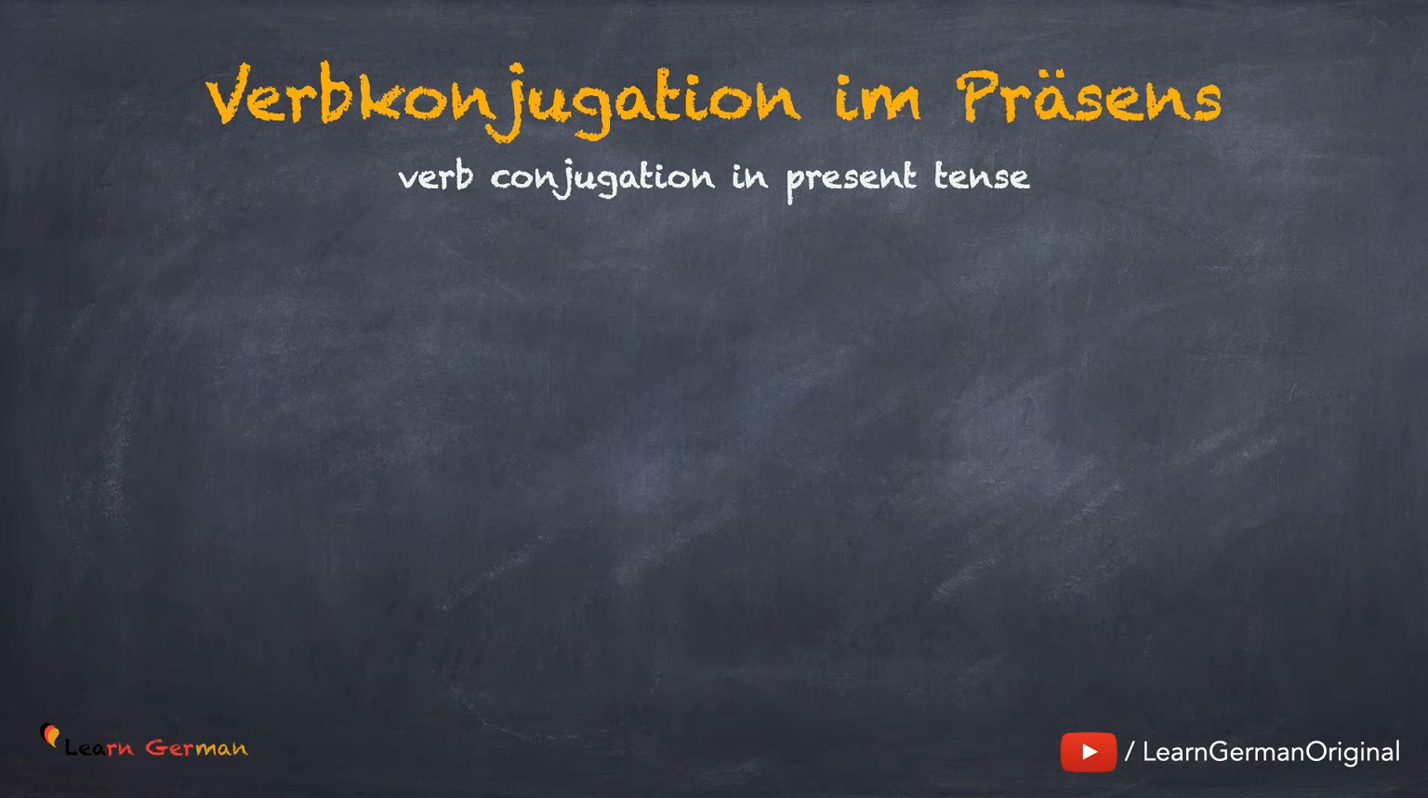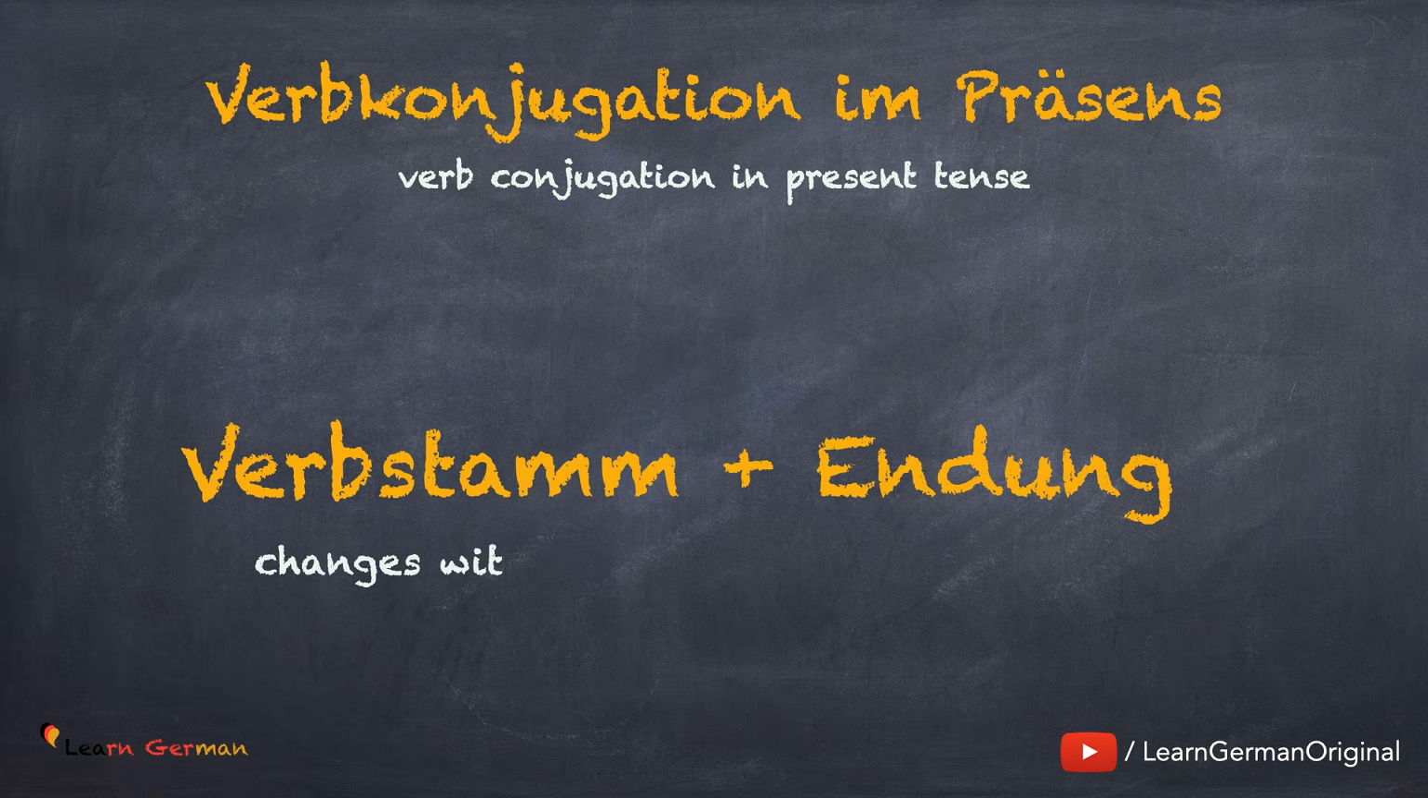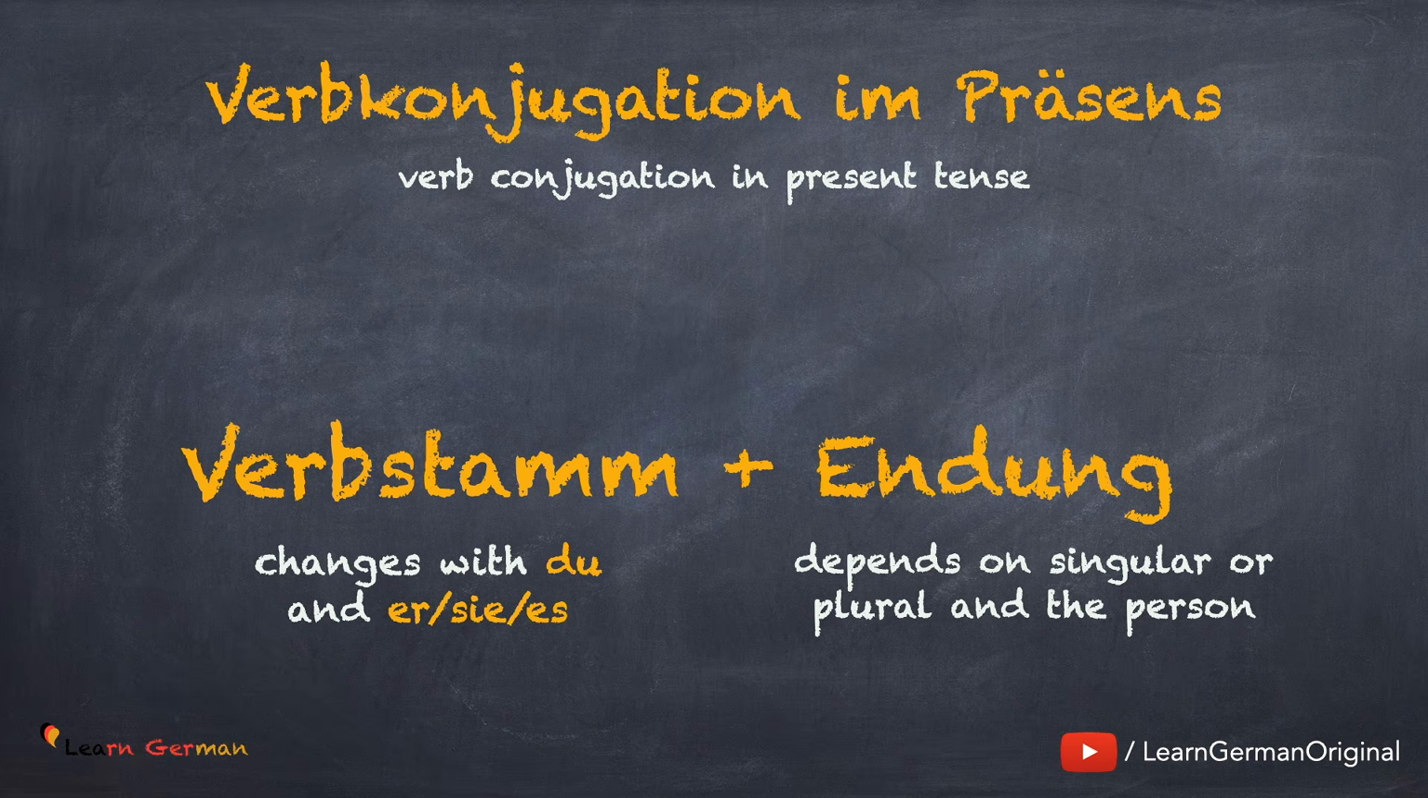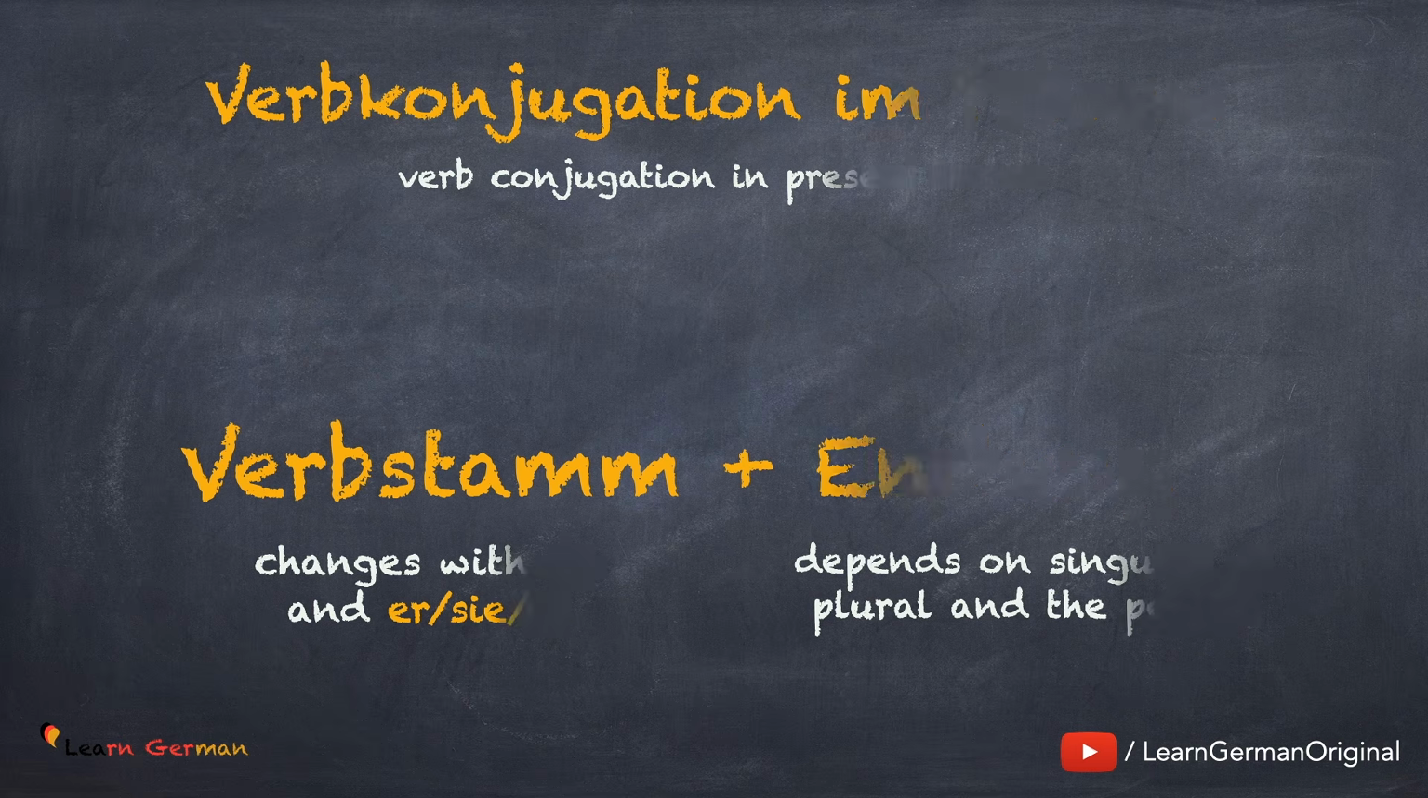Verbkonjugation im Präsens. We learned the structure of a regular verb in the previous lesson. In case of an irregular verb, the Verbstamm changes. The Endung can vary. It depends on whether the person or thing is in singular or in plural.